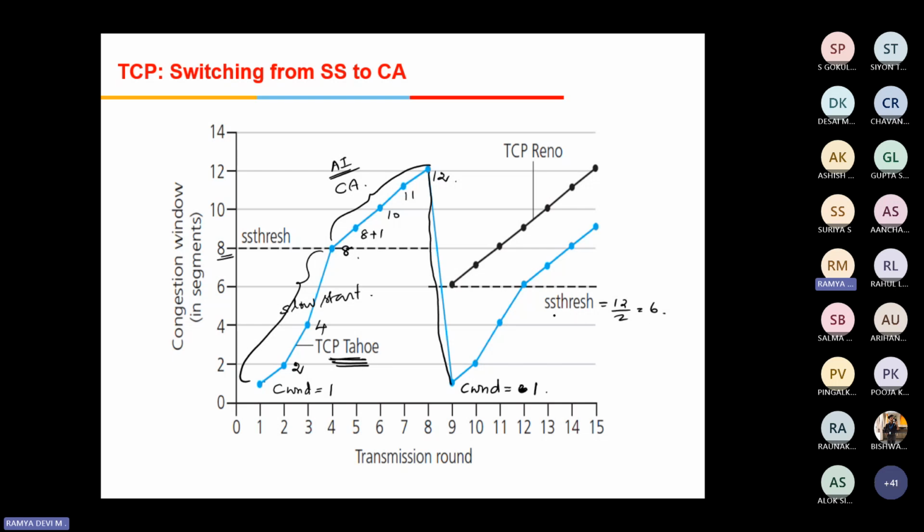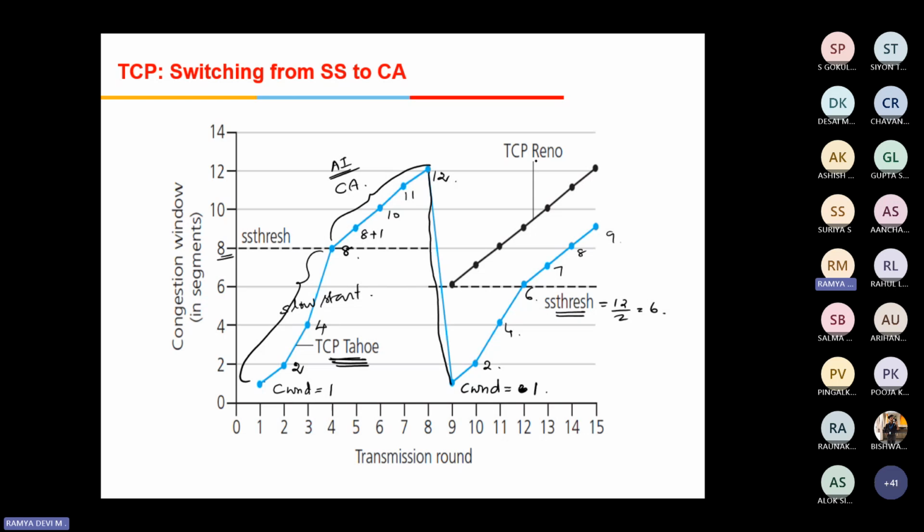6 will be your slow start threshold value. So it will be taken as the slow start threshold value. See here: 1, 2, 4, then it becomes 6. After that 7, 8, 9. Okay, so this is how TCP Tahoe works. The next one is TCP Reno.